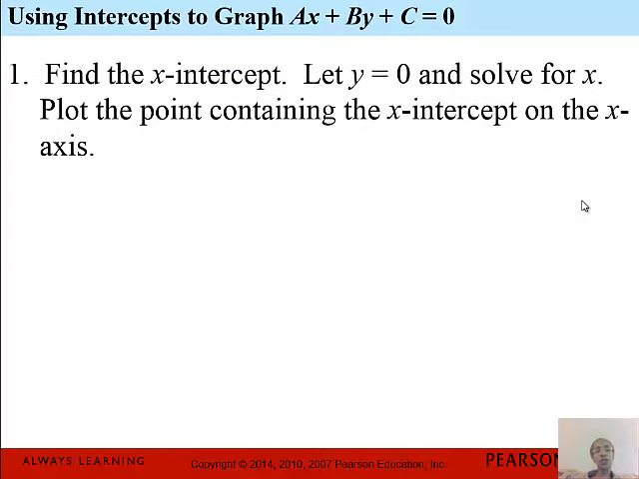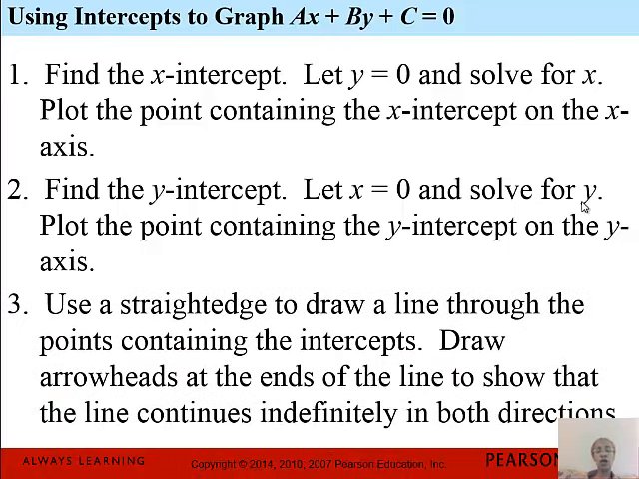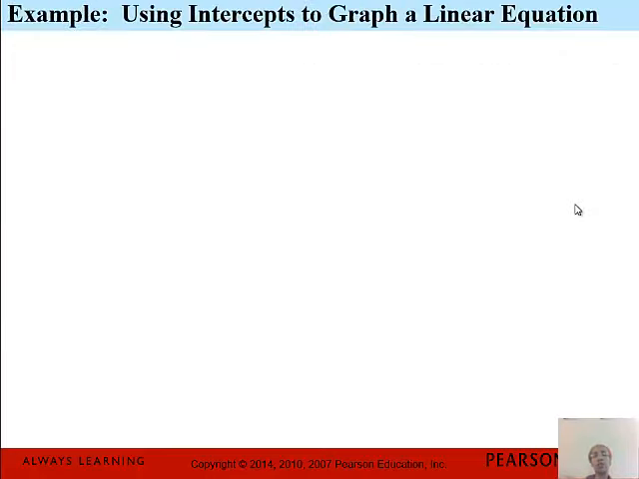So to do this, we find the x-intercept. We let y equal 0 and solve for x. And then we plot the point that is the x-intercept on the x-axis. Then we find the y-intercept. We let x equal 0 and solve for y. We plot the point containing the y-intercept on the y-axis. We use a straight edge to draw a line through the points containing the intercepts. Draw arrowheads at the ends of the line to show that the line continues indefinitely in both directions.